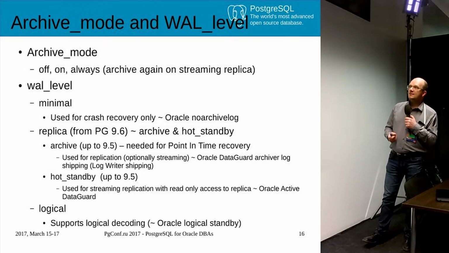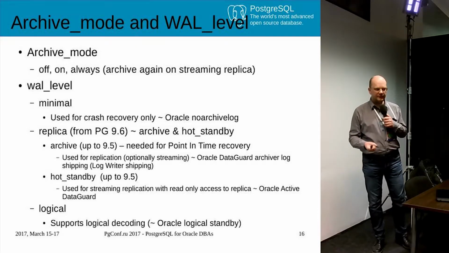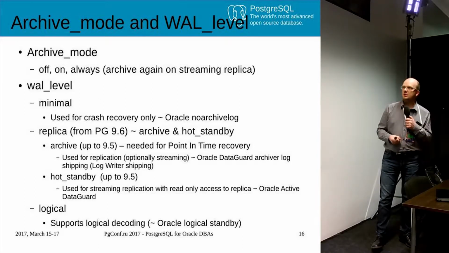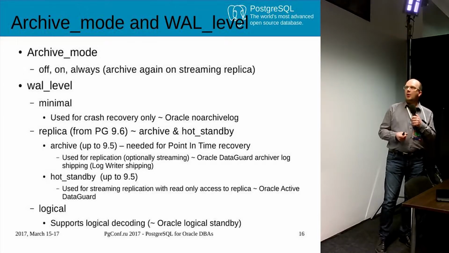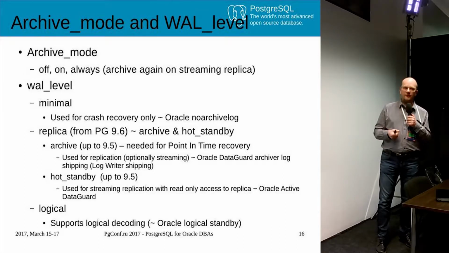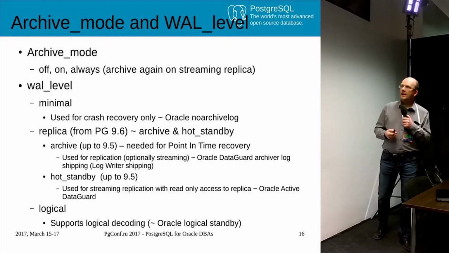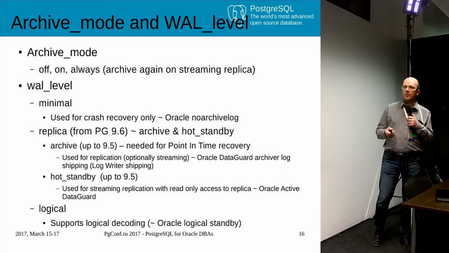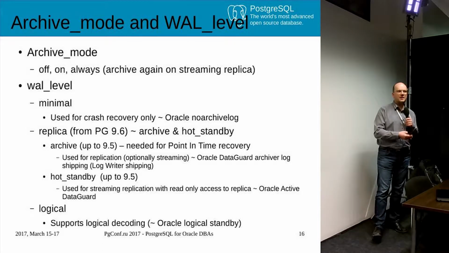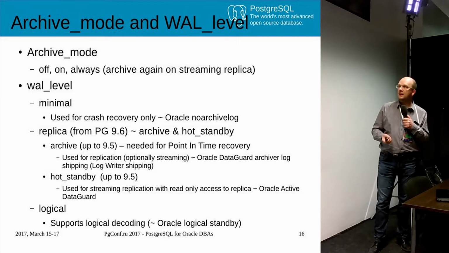How can we run the instance? The archive mode itself has the configuration option off, so we are not archiving the data. The archive command is not called, and it's not even necessary to have it defined. Or we can run the database with the archive mode switched on, which means that the archive command is used. And there is a configuration option always, which means that even on a replica, in Oracle terms, on a standby database, we want to archive the transaction logs even on the standby database.